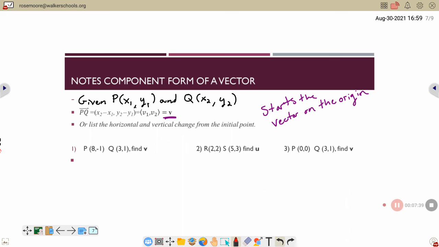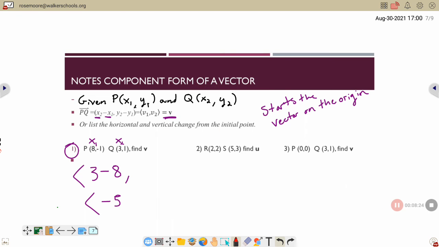All right, so let's see how it's done. So number 1, it's asking us to find bold V, and they've given us P 8, -1, and Q 3, 1. So what I'm going to do is work with my X's first. You'll notice that I'm always going to put the second X first. It is very important. So look at our formula, X2 minus X1. So X2 is 3, and I'll subtract 8. So the X value of my component form should be 3 minus 8, which is -5.